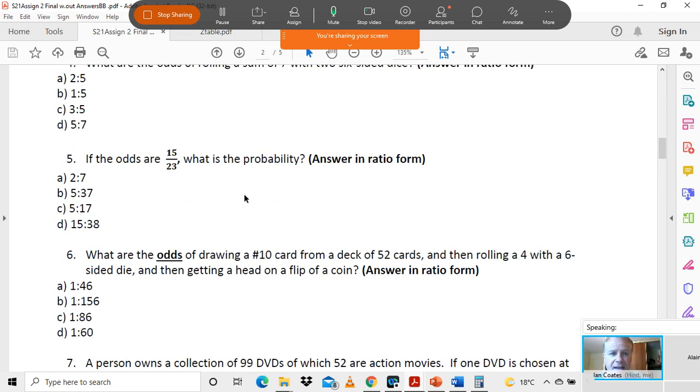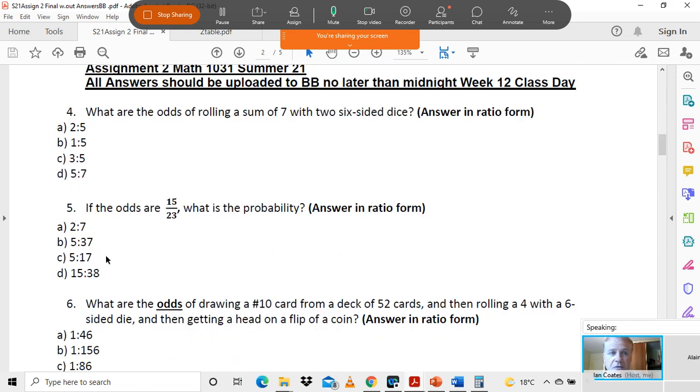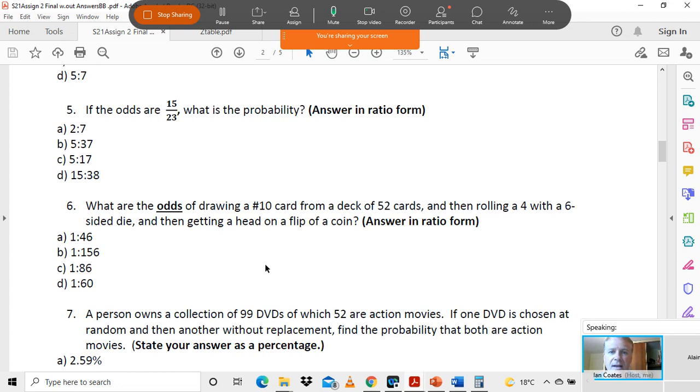Same banana here. You'll notice they're in ratio form. Please choose the correct one. Any issues with converting fractions, ratios, decimals, these kinds of things, shoot me an email. Okay, this one's a good one.